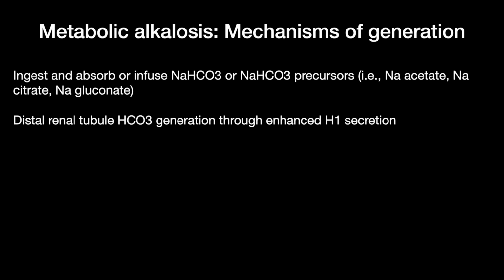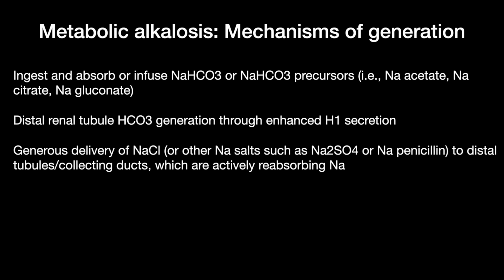We saw the type A cell. If the A cell generates more bicarb and reabsorbs it while secreting more H plus, it will result in alkalosis. The other is generous delivery of sodium chloride to the distal tubule, where the active sodium, because of the concentration, will get absorbed and you will get more alkalosis.